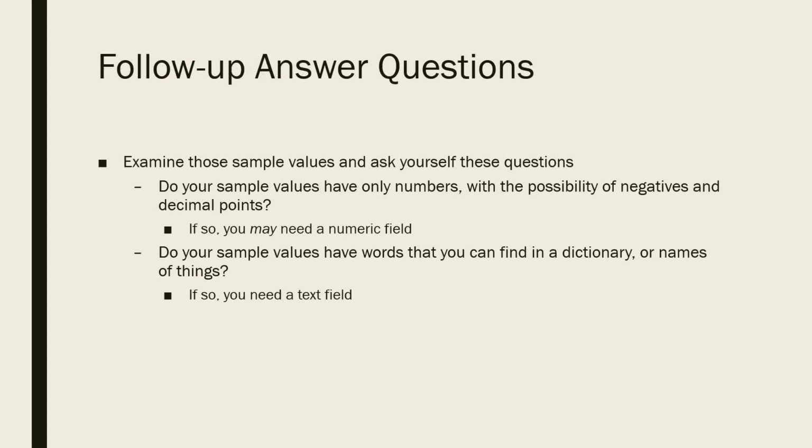So if your sample data contains lots of numbers, possibly negative ones, maybe 0, they can include decimal points. If your sample data is all numeric, then you may need a numeric field. There are exceptions to this, but you may need one. If your sample values contain any letters at all, or punctuation marks that don't belong in a number, then you probably need a text field.